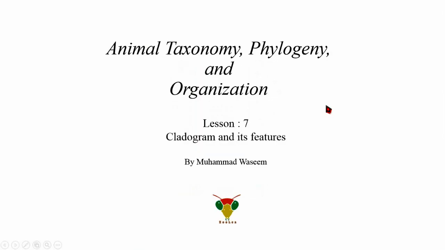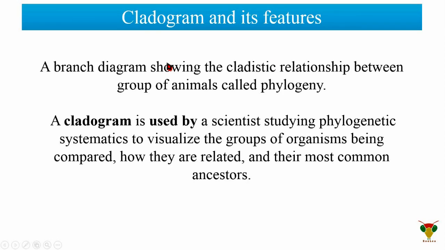Today we are going to discuss one of the important topics in phylogenetic systematics, which is cladogram and its features. First, we will discuss the cladogram. So, the definition is here. A branch diagram showing the cladistic relationship between group of animals called phylogeny.